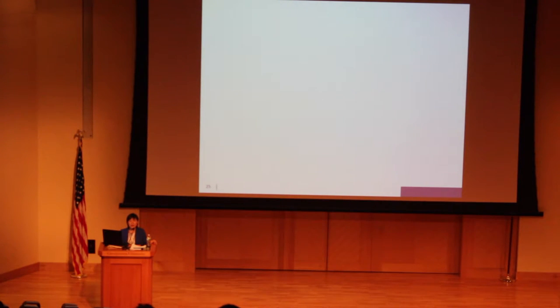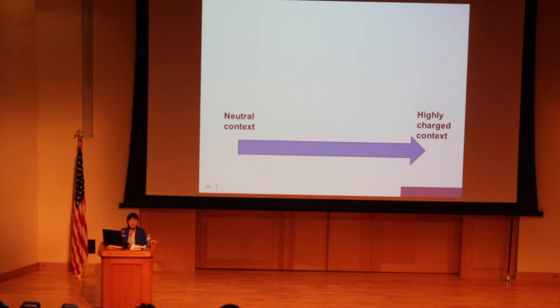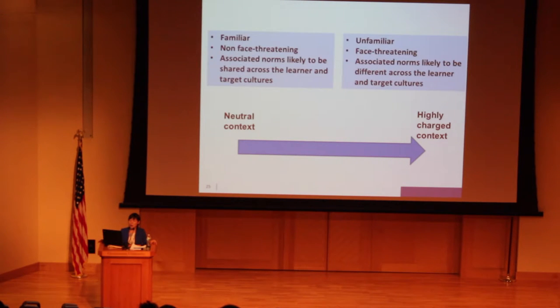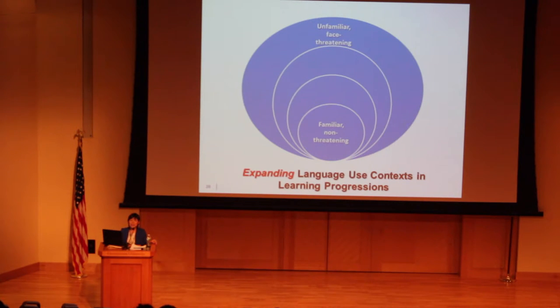And I would say for second and foreign language learners, it might be useful to think about this continuum of neutral to highly charged context. Users' perceptions of neutral or highly charged are really through the lens of a particular learner group, right? What is perceived as more neutral would be more familiar to them, non-face threatening, and the associated norms are likely to be shared across the learner and the target cultures. As they move across the continuum, they would have less comfort, less familiarity, and more anxiety to perform these tasks. So as learners progress, they would expand on the language use contexts where they have grown capacity to meet communication demands.